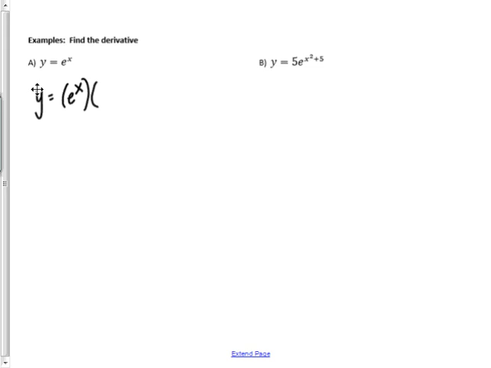Well, the derivative of x is just 1. So this is y prime. Y prime is just e to the x. Okay, so you just want to memorize that the derivative of e to the x is e to the x.